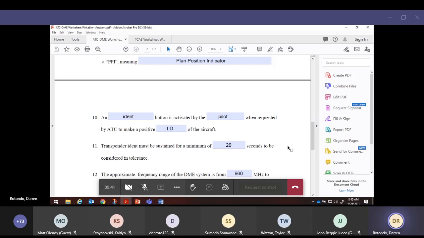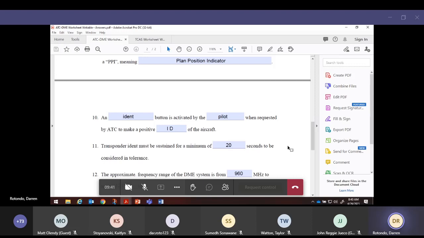Now, on to DME, question 12. The approximate, it's not the actual, it's close, approximate frequency range of the DME system is from 960 megahertz through to 1215. That's why when you look at the antenna system for a transponder and a DME system, it looks like the exact same antenna. It's because it is. When you buy one of those antennas, it says right on the packaging, transponder / DME antenna. Okay, so whether it's the little spike, or the small little shark fin, little blade, it can be used for either system.